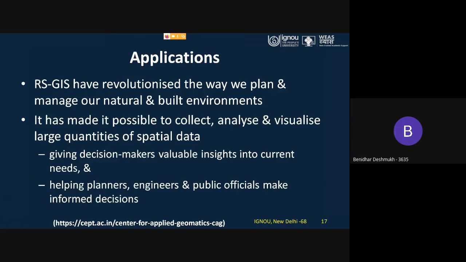Now let us talk about the application part. We know that remote sensing and GIS have revolutionized the way we plan and manage our natural and built environment, because it has made it possible to collect, analyze, and visualize large quantities of spatial data. That has been useful particularly for decision makers to get valuable insights into the requirements, and to help planners, engineers, and officials make decisions based on these kinds of data sets.